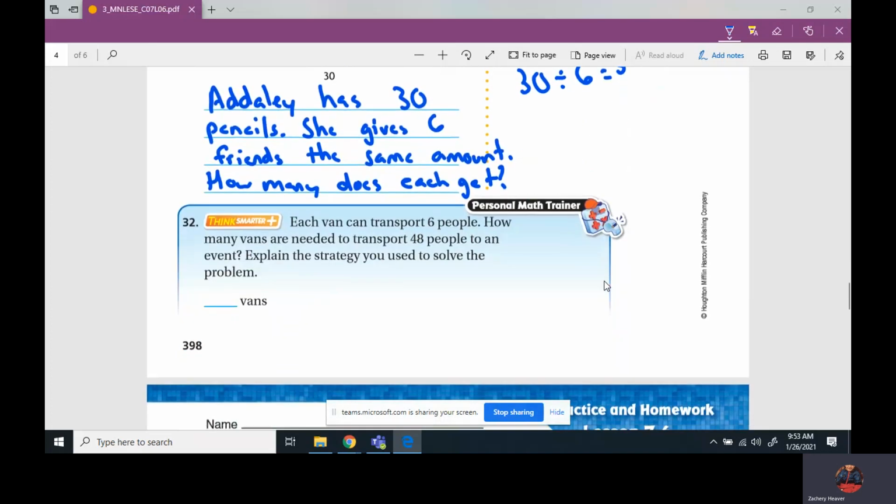So each van can transport 6 people. How many vans are needed to transport 48 people? What's our equation going to be, David? Equation. All right, David, what's your final answer? 8 vans. All right, McKenna, go.